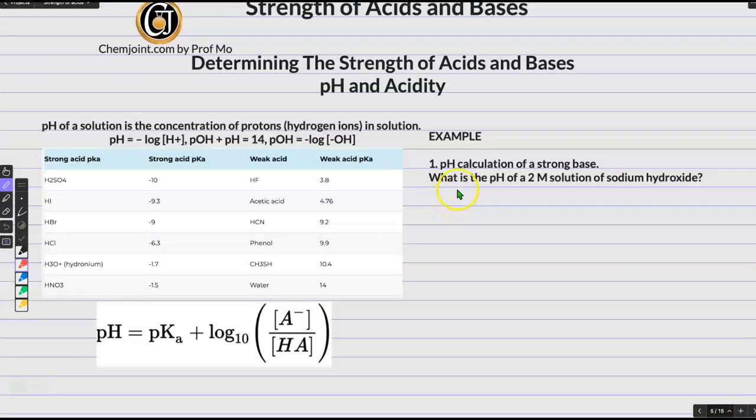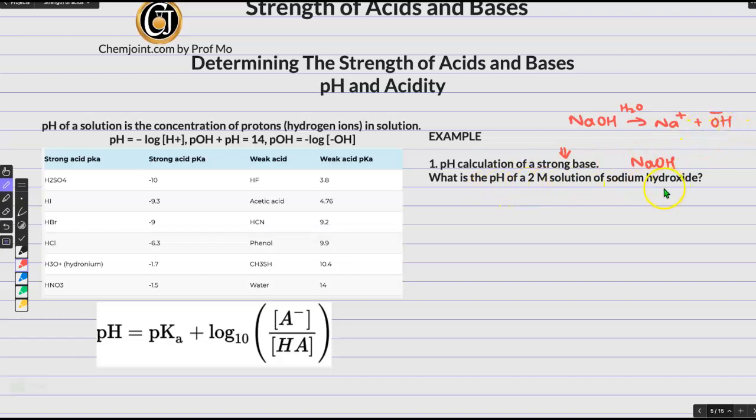Okay. What if you are asked to determine the pH of a strong base? The strong base here is sodium hydroxide. Sodium hydroxide is one of the strongest bases because it completely ionizes in water to give you a lot of OH. So when you put sodium hydroxide in water, you'll get Na+ and OH-, a lot of it.